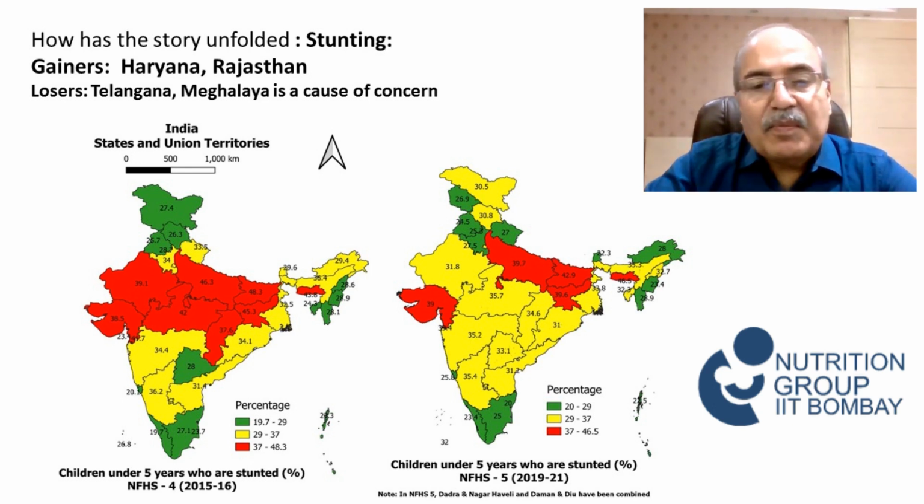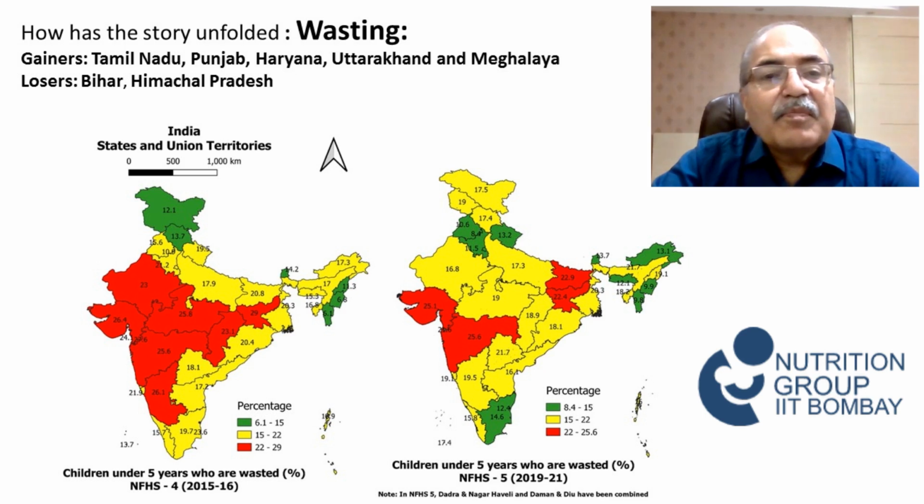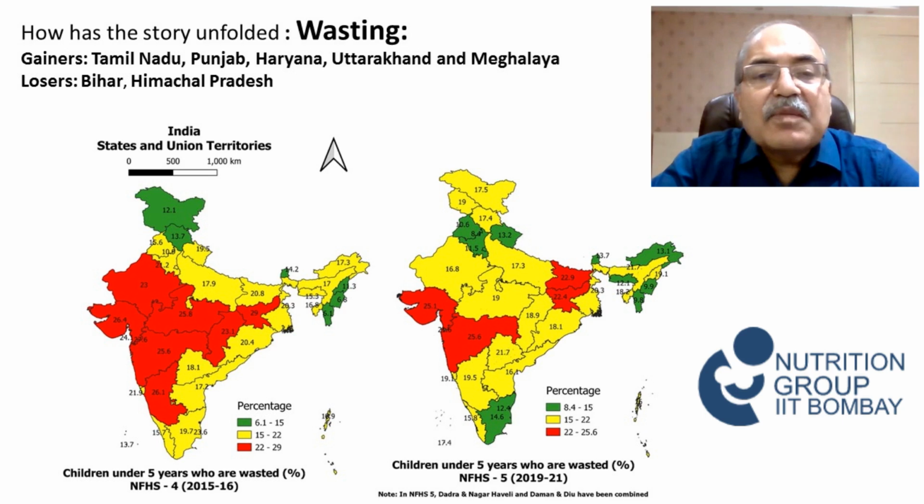What has happened to wasting? Now, when we come to wasting, we see a much larger patch which has shown wasting in NFHS 4. But if you use the same cutoffs, now we see here a large number of states have gained. In fact, Tamil Nadu, Punjab, Haryana, Uttarakhand, notably, Meghalaya gains. Bihar and Himachal. Himachal has surprisingly come down from green zone to yellow. And Bihar and Himachal, they are losers.